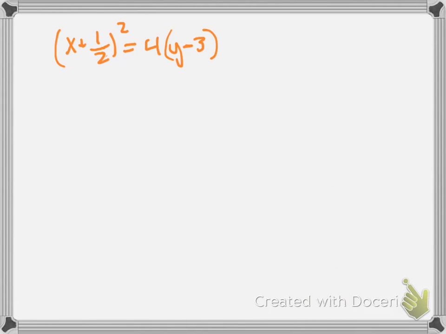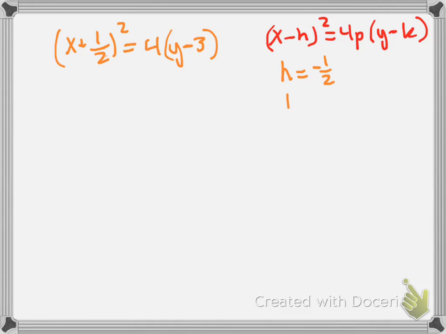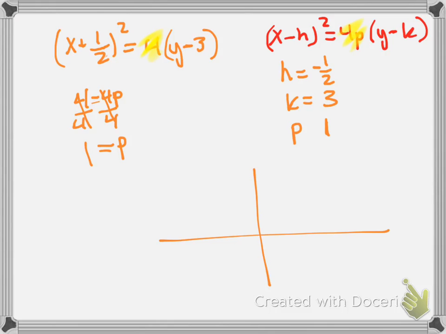Alright, so when we look at the second problem, we recognize right away that the x is squared, so this is going to be a vertical, so it needs to be in this form right here, equals 4p times y minus k. And the good thing about this is I think we already have almost all those pieces. I know my h value is negative 1/2. Remember to take the opposite. I know my k value is 3. In order to get my p value, again, the coefficient is always equal to 4p. So 4 equals 4p, divided by 4, p equals 1.